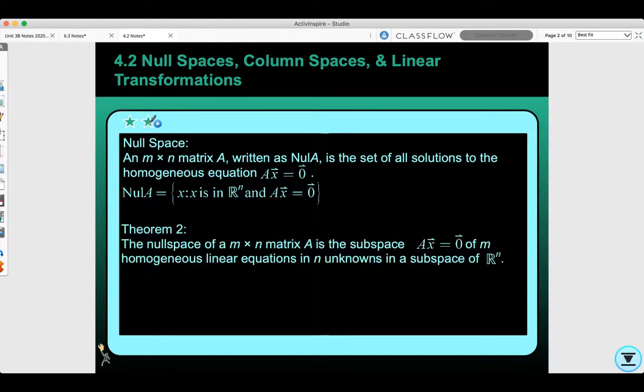Theorem 2. The null space of an m by n matrix A is a subspace of R^n. Equivalently, the set of all solutions to a system Ax = 0 of m homogeneous linear equations in n unknowns is a subspace of R^n.